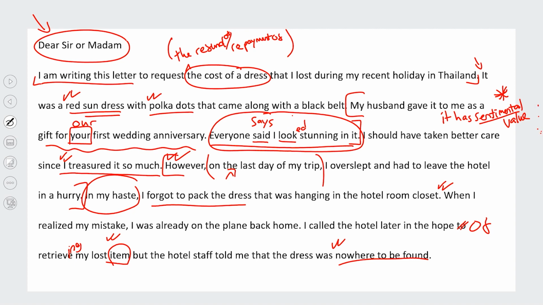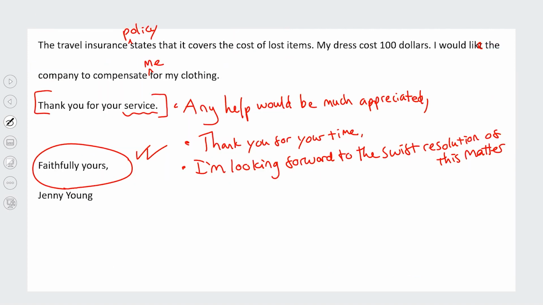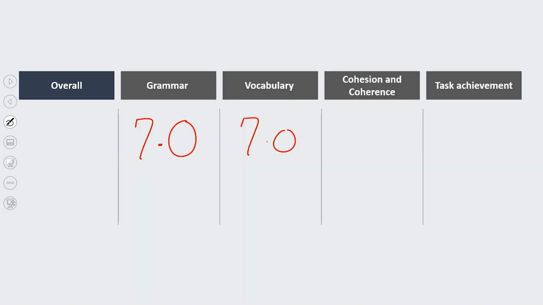A lot of the formal language that I liked that they used was, where is it? In my haste. That was pretty good formal language. Nowhere to be found, as I pointed out before. I really liked that. How is it? When I realized my mistake. That's pretty good. The first opening sentence was quite formal. Those kind of things, the faithfully yours, I liked a lot. So I thought they captured the tone with their vocabulary quite well.